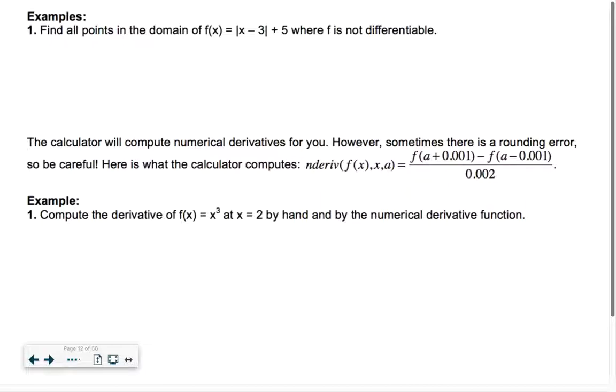Okay, so find all points in the domain where f is not differentiable. You should know what this looks like. You've had algebra 2, you've had pre-calc. This is an absolute value function, it's a V shape. It's been shifted right 3 and up 5. Perfect. That's the vertex, 3, 5. So find all points in the domain where it's not differentiable. It's not differentiable at the point 3, 5.